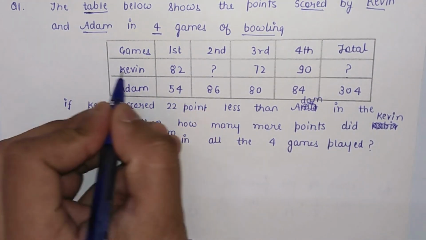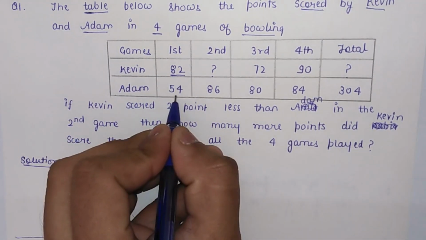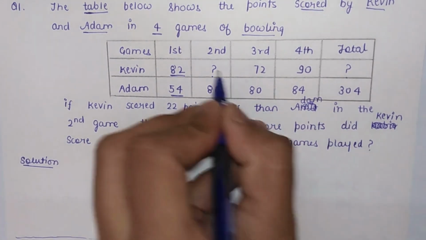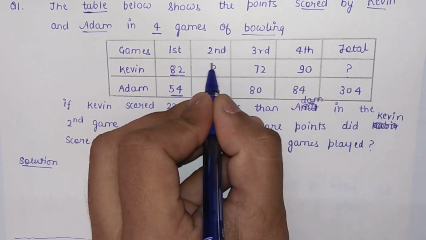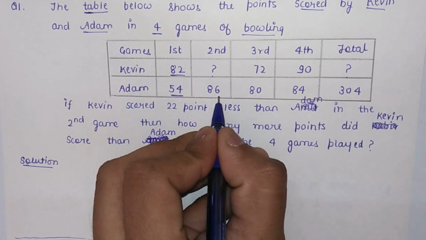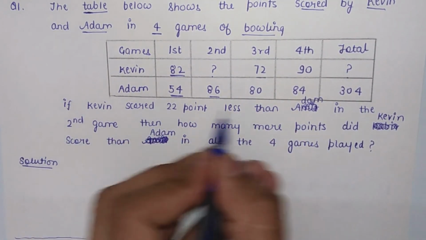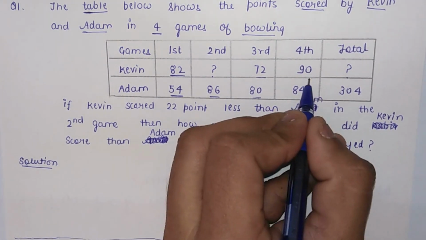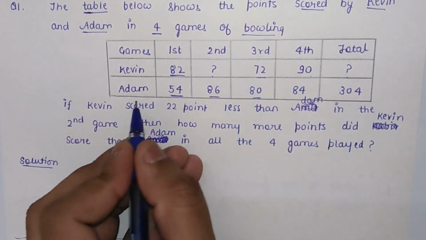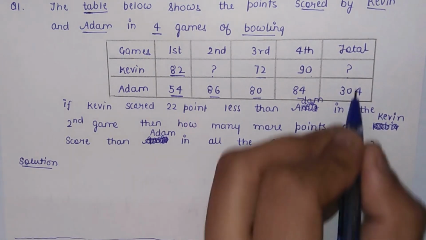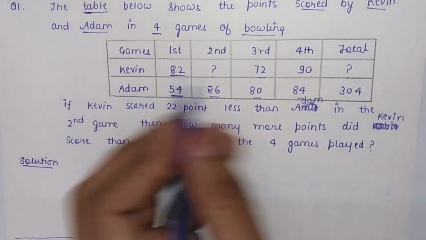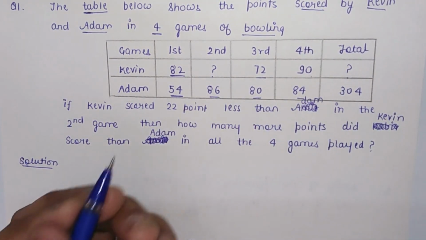So in first game, Kevin scored 82, Adam scored 52, 82 and 54. In second game, Kevin points are unknown to us and Adam scored 86. In third game, Kevin points are 72 and Adam points are 80. In fourth game, Kevin points are 90 and Adam points are 84. And the total points for Kevin is unknown because we don't know the second game points.